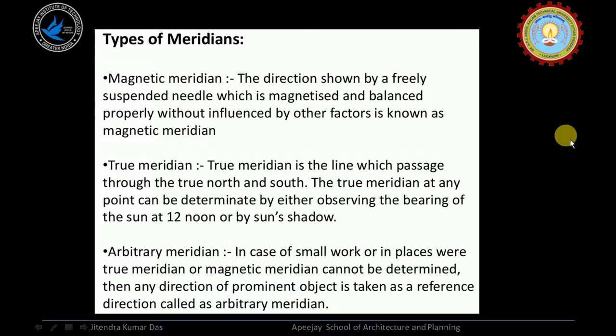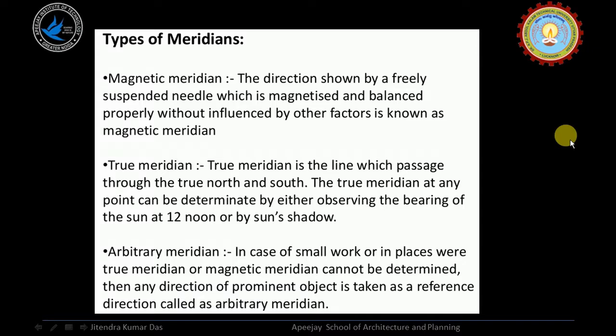Magnetic meridian: the direction shown by a freely suspended needle which is magnetized and balanced properly, without influence by other factors, is known as the magnetic meridian. True meridian is a line which passes through the true north and true south. The true meridian at any point can be determined either by observing the bearing of the sun at 12 noon or by the sun's shadow.